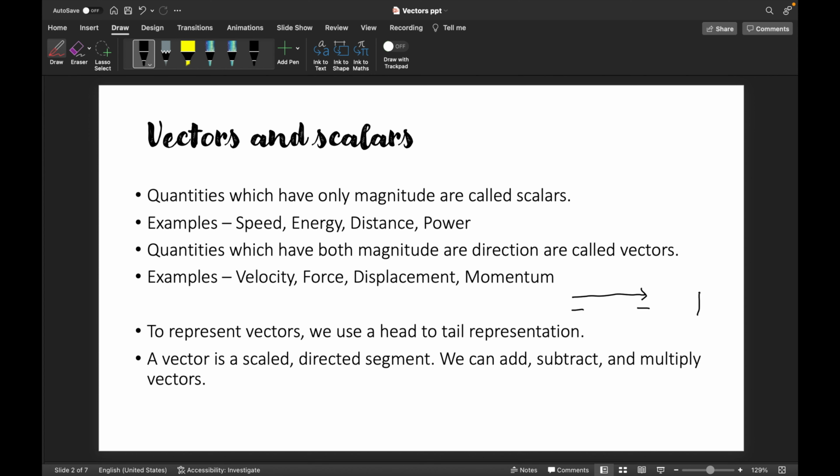A vector can also be this, this, this, and so on. We can add vectors, we can add these two, we can subtract them, and then we can multiply them too.